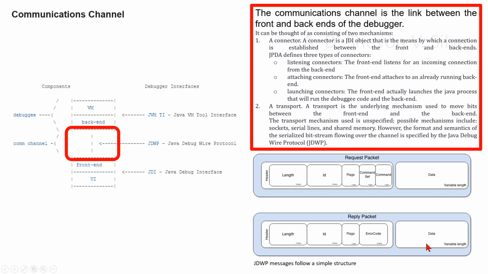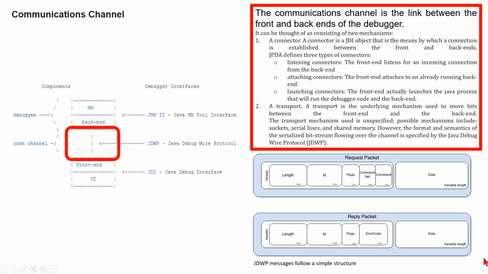Here you can see the request packet. Request header and data are in the request packet. Length, ID, flags, command set and command are in the header. Here you can see the reply packet. Header and data are in the reply packet. Length, ID, flags and error code are in the header.